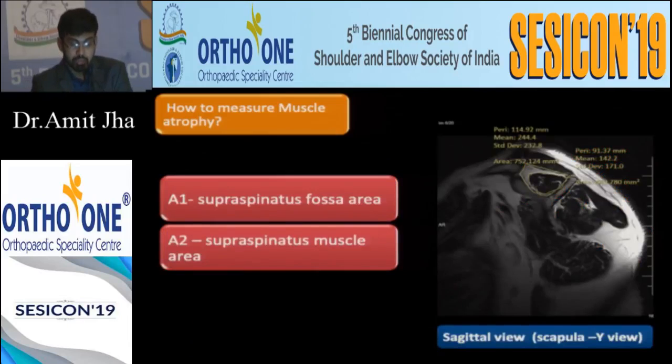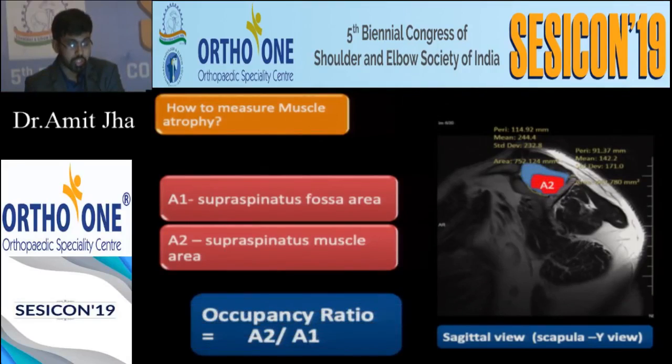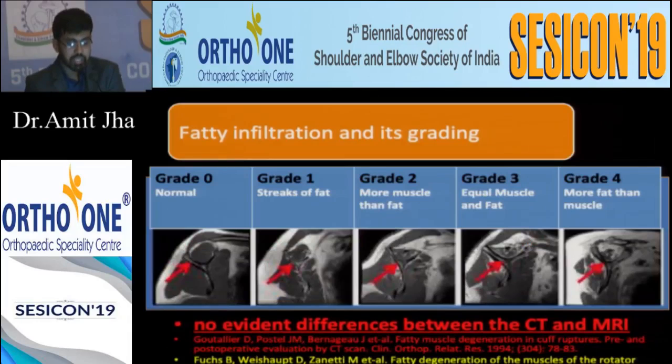So how can we measure muscle atrophy? As suggested by Thomazeau et al., we have to take the sagittal oblique view in MRI T1 weighted image, measure first the supraspinatus fossa area, then the supraspinatus muscle area, and dividing these two we can get the occupancy ratio, which is the indirect measure of muscle volume. Similarly, we can grade the fatty infiltration as per Goutallier grade from grade 0 to grade 4, grade 0 normal and grade 4 where there is more fat than muscle.